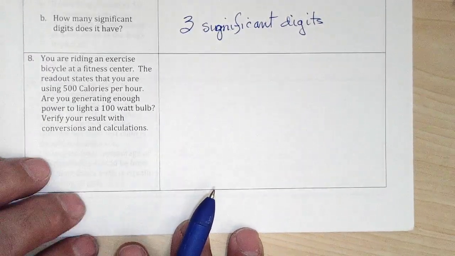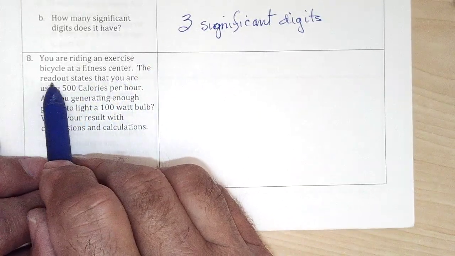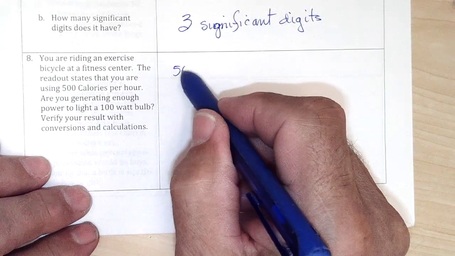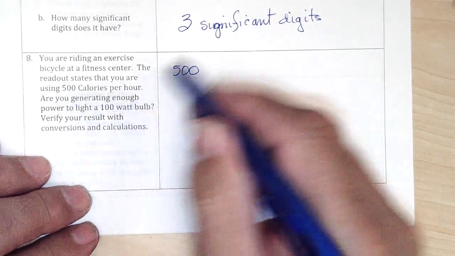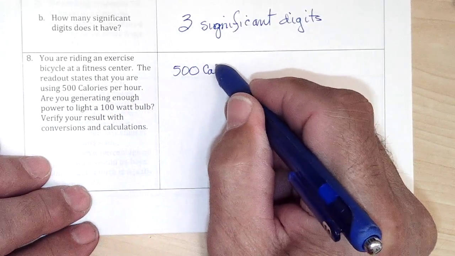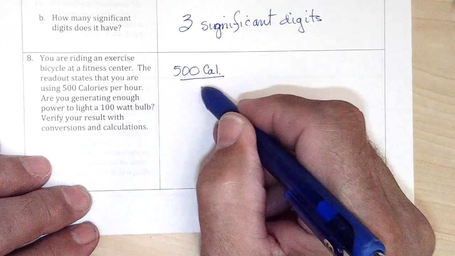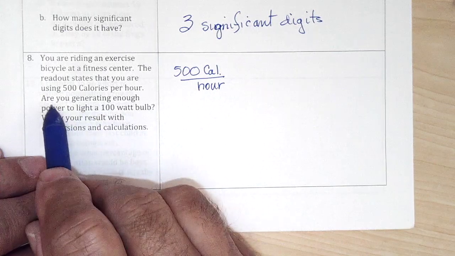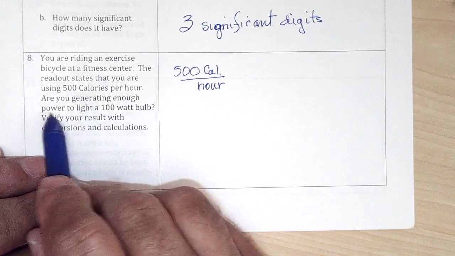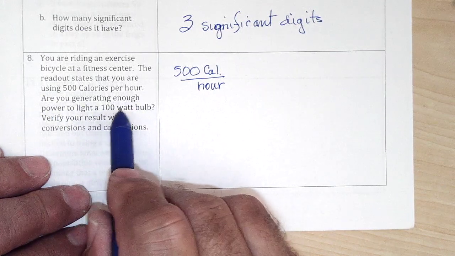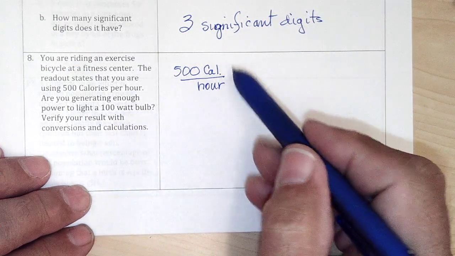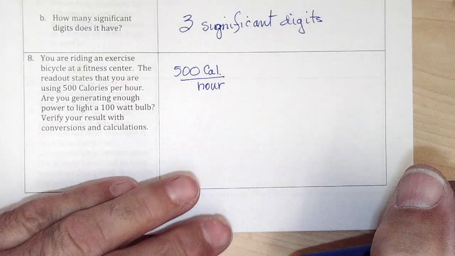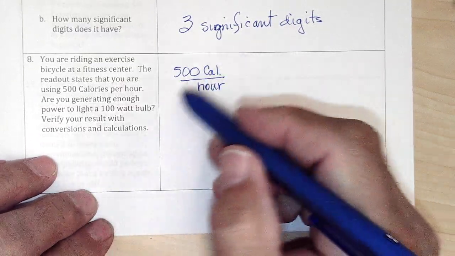You are riding an exercise bicycle at a fitness center. The readout states that you are using 500 capital calories per hour. Are you generating enough power to light a 100-watt bulb? So is this more than 100 watts? So we need to convert this to watts.